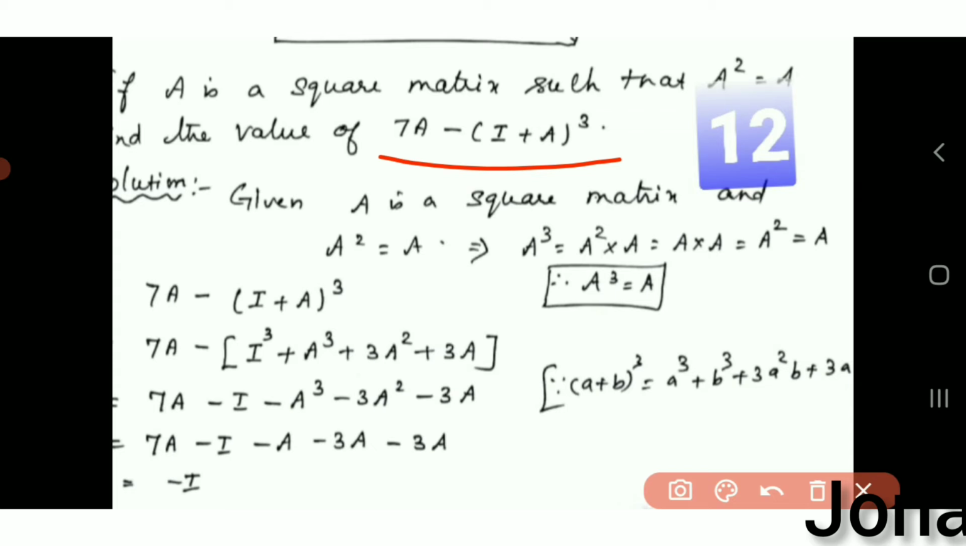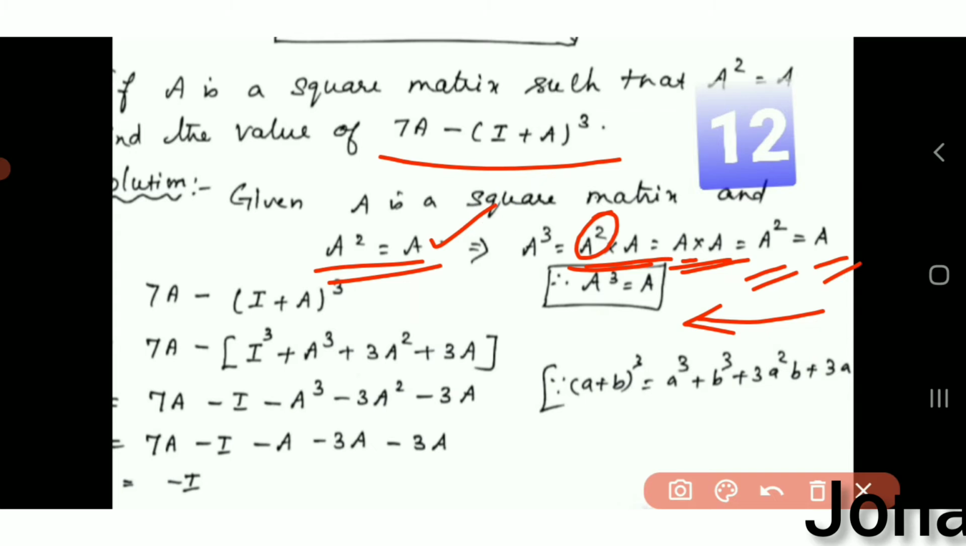Okay. So, we can take this A square equal to A. That implies A cube equal to A square into A, isn't it? So, in the place of A square, I can write this as A. So, A into A. A into A is nothing but A square. The value of A square is A. So, it gives us the value of A cube is also A. So, given here A square is A. Now, we found A cube is also A. So, we can substitute whatever we are going to find here.